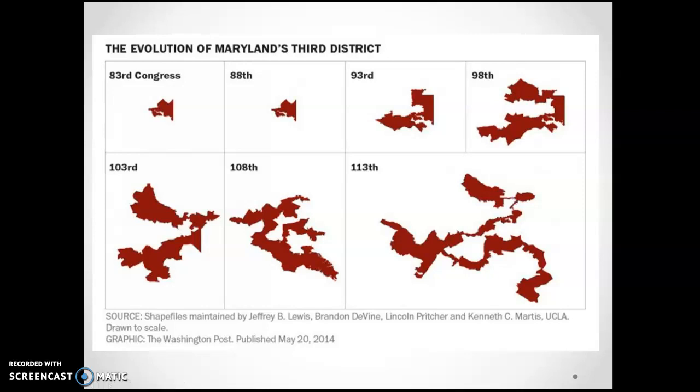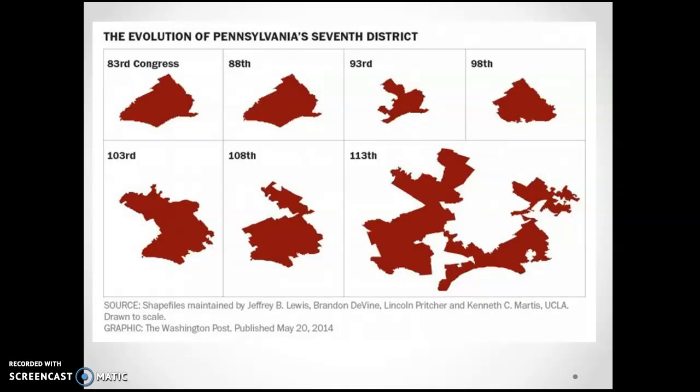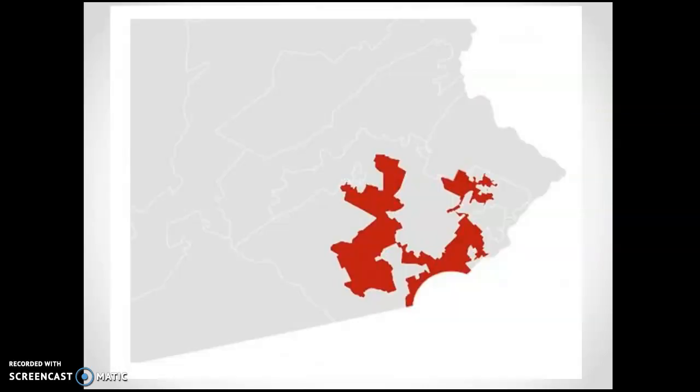And it is a total absurdity. Here's another one. Here's Pennsylvania's 7th district from the 83rd Congress to the 113th. And it is drawn this way with all these little peninsulas and stickouts and weird little shapes. It's drawn this way to favor a particular party or a particular group.